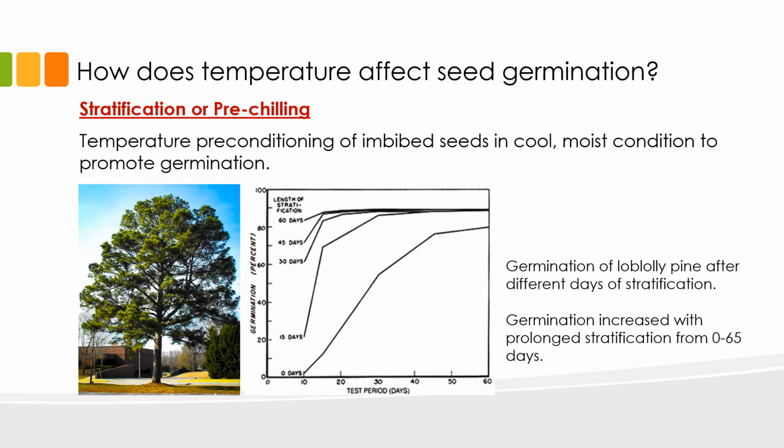Other species, particularly temperate plants, require stratification or pre-chilling. Stratification is a temperature preconditioning of imbibed seeds in cool, moist condition to promote germination.